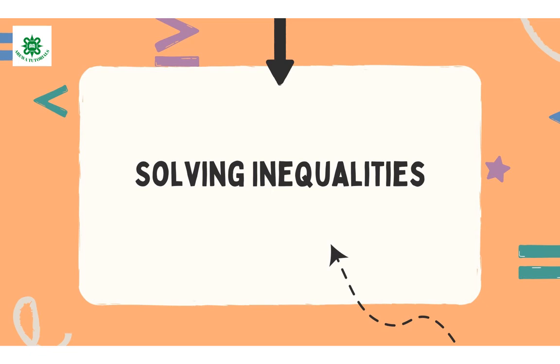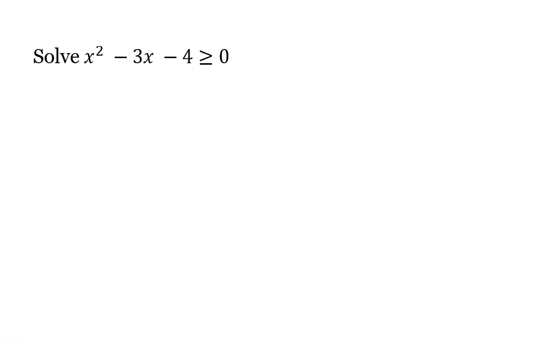In this video, we'll solve more examples of inequalities. In this example, we want to solve the inequality x squared minus 3x minus 4 is greater than or equal to 0. So let's write it down first. To solve this, the first task is to let this be equal to 0.